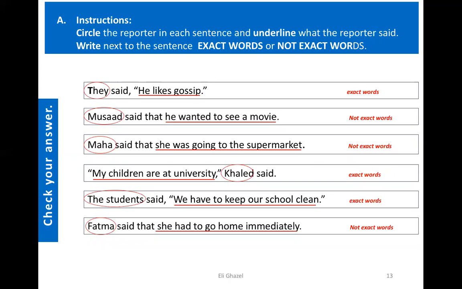My children are at university, Khaled said. My children are at university, exact words, reporter Khaled. So those are the exact words. The students said, we have to keep our school clean. And again, the students are the reporters, and the exact words, we have to keep our school clean. Fatma said that she had to go home immediately. Those were not the reporter's exact words.